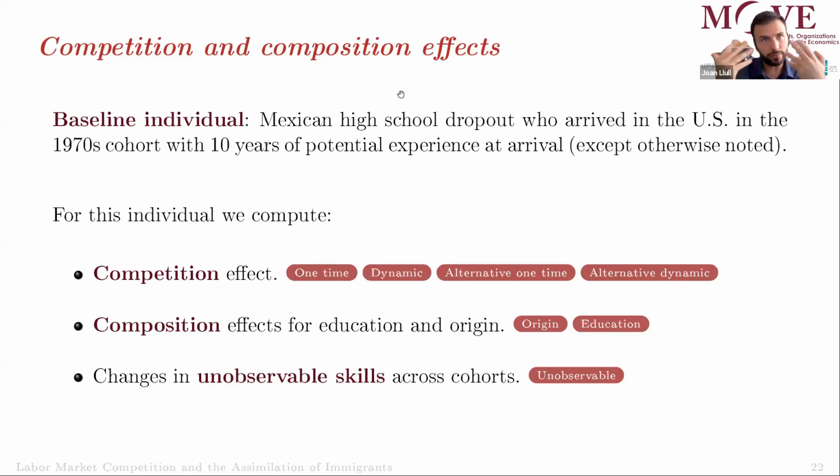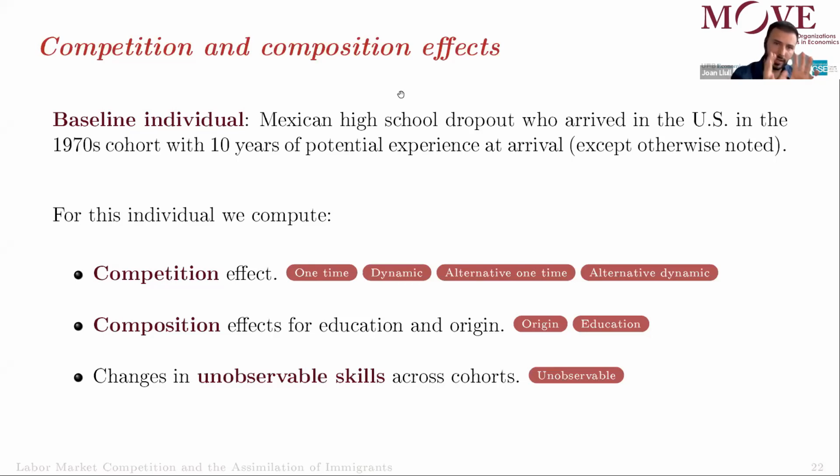Then we do a composition analysis. We change the distribution of education first and of origin country next, holding constant this type of individual, changing those distributions in the way we observe them changing in the data. And then we check what's left after that, that is, how the unobservables changed, how the selection of those immigrants changed over time. This one I'm going to show you in a second. The others not because of time constraints, unfortunately, but they are in the paper.